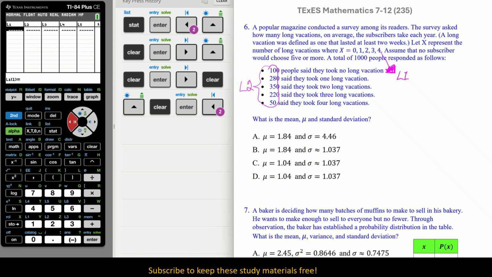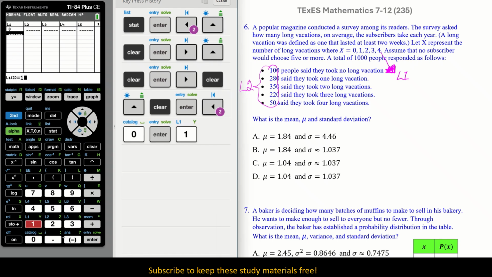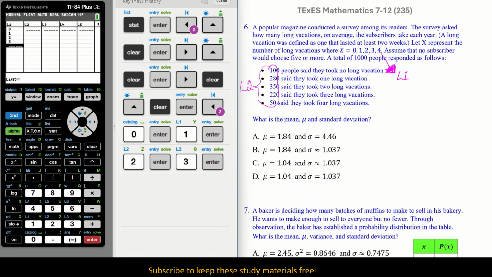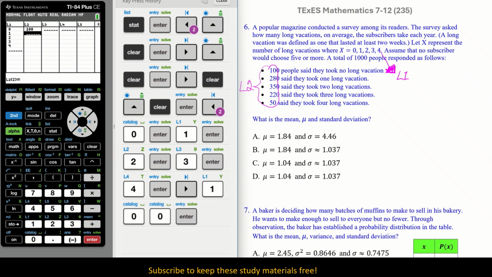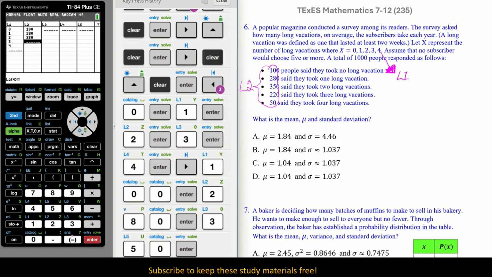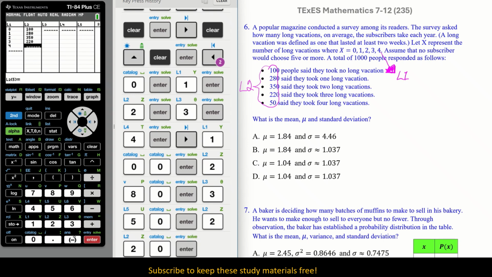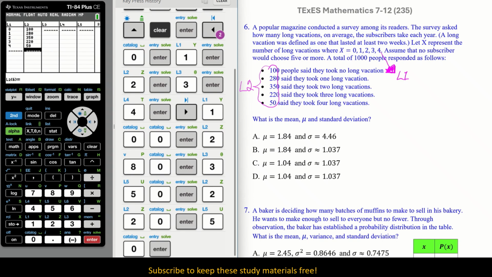Okay, let's get started. So we have 0, enter, 1, enter, 2, enter, 3, enter, and 4, enter. We go over and we have 100. They said we didn't take long vacations. And then the next group says 280. And then 350. And then 220. And then finally 50 people said that they took long vacations.